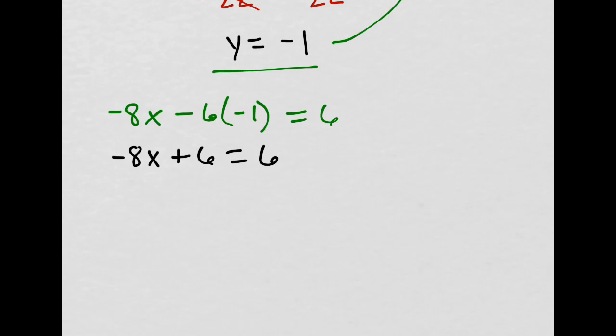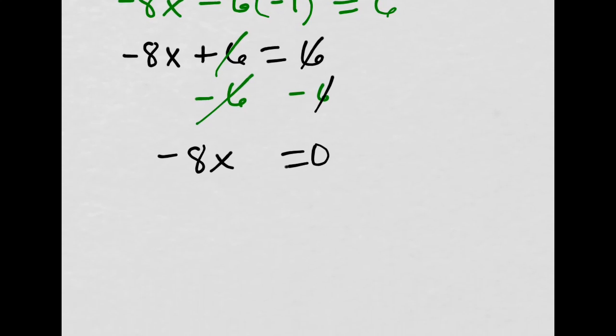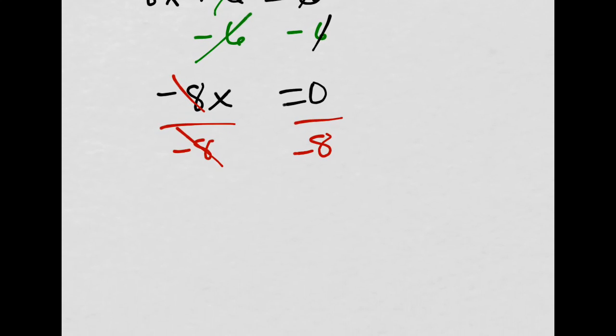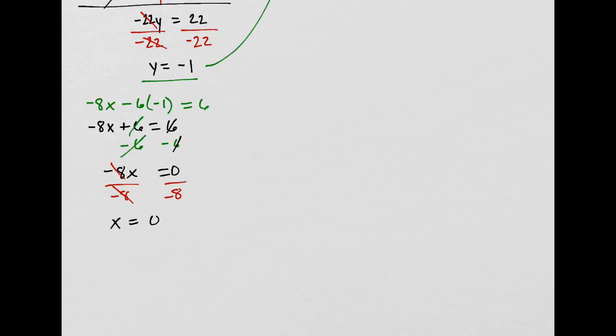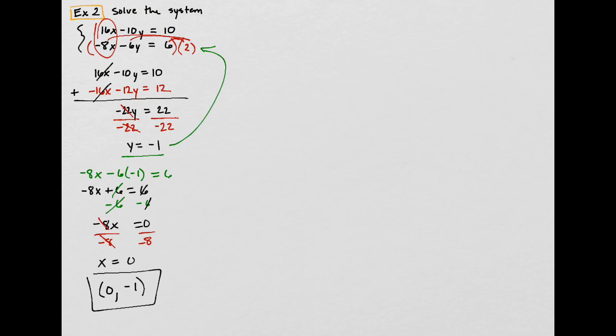Now I'm going to get the letters to one side, numbers to the other. So I will subtract 6 over. That goes away. 6 minus 6 is 0. That also goes away. And then negative 8x, well, I have to divide by negative 8. However, 0 divided by negative 8, that's just 0 still. So my ordered pair is 0, negative 1. That's the point where these two lines cross. Easy. I mean, it's not so bad. Let's try another one.